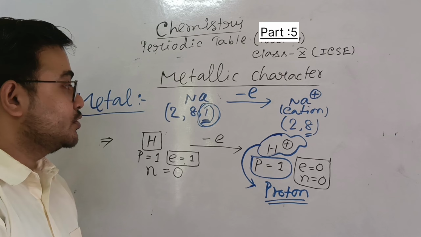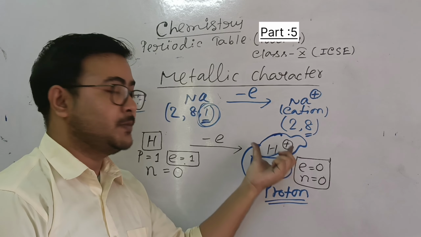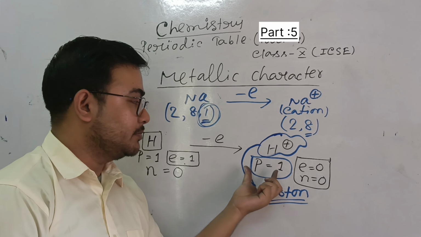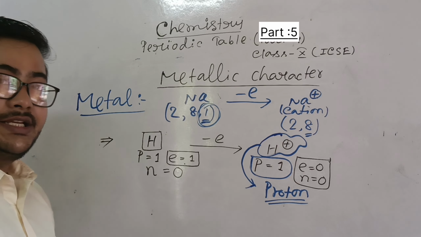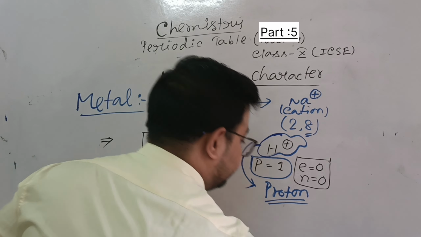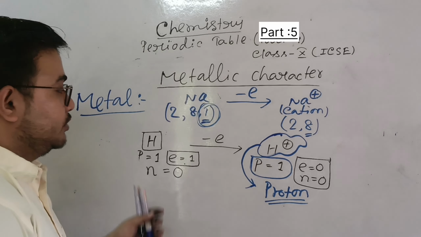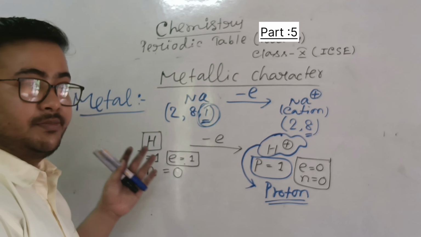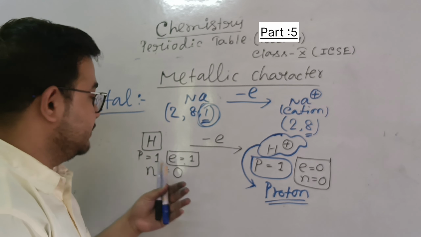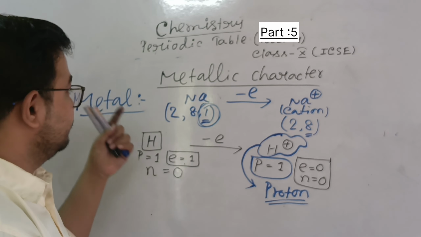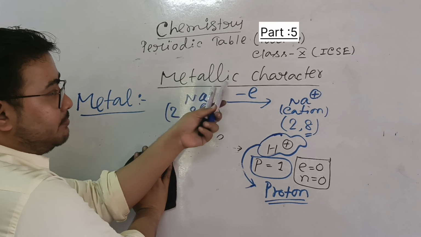Do you understand why it is called H plus ion? Why is it known as proton? Because H plus ion contains only 1 proton. The rest, the electron and the neutron, are all 0. So this is another concept. You can pause the video and note down this concept. I already told you I will complete everything based on the syllabus point-wise. This is the first and this is the second point given in the syllabus related to the topic metallic character.